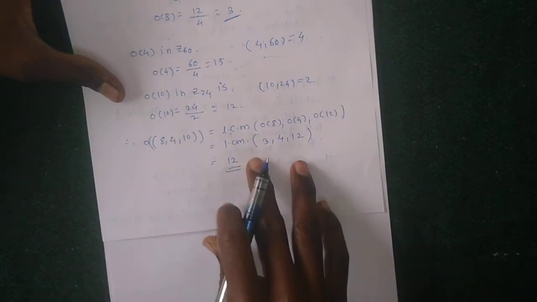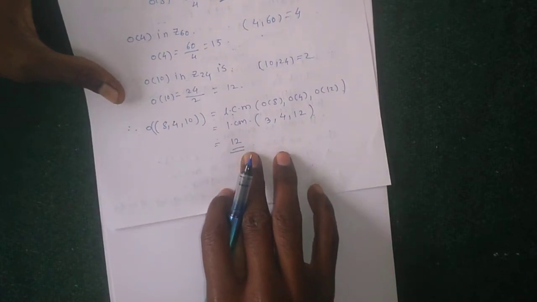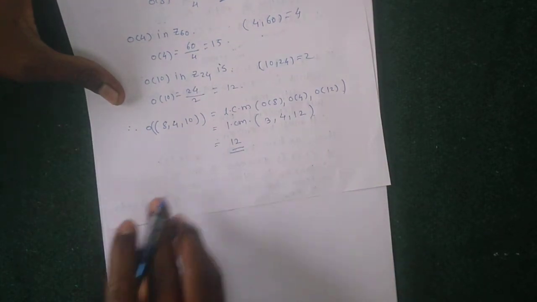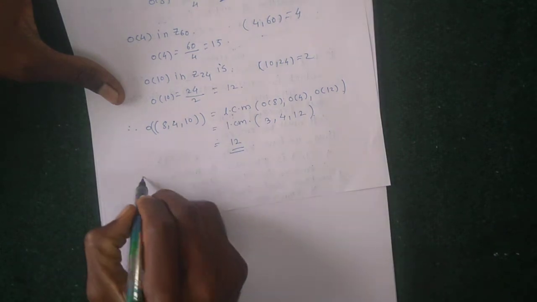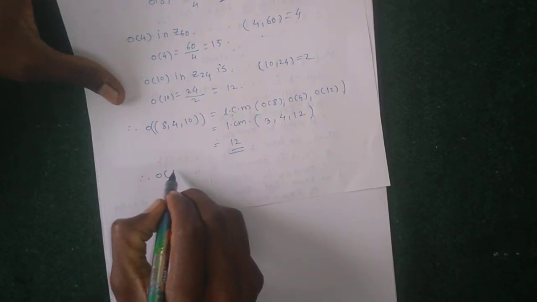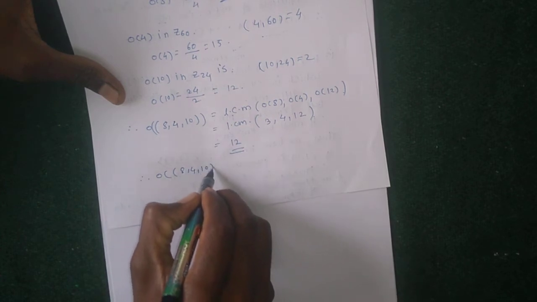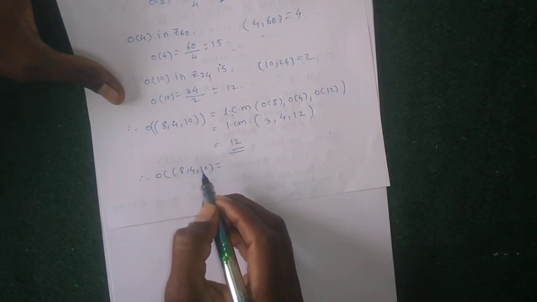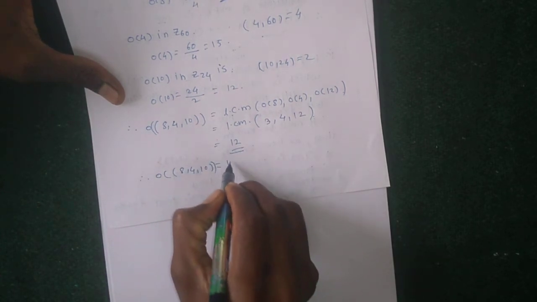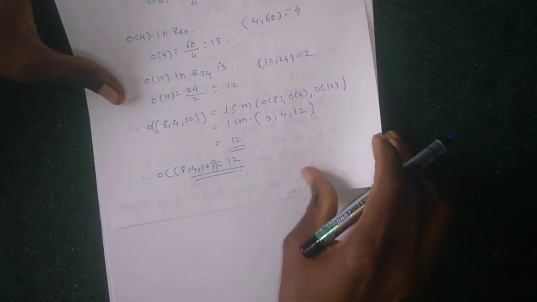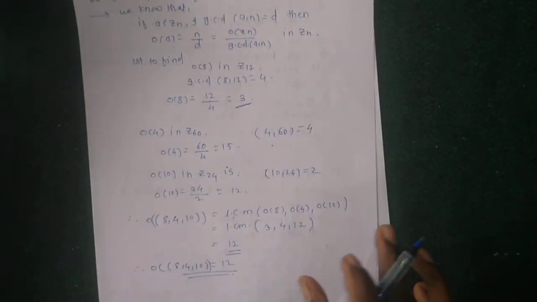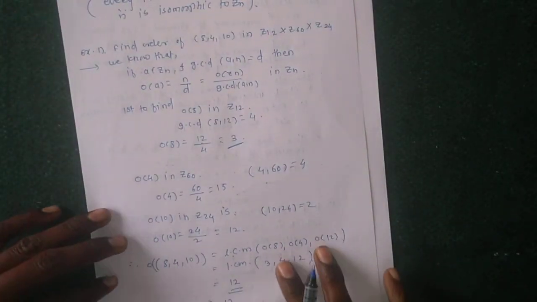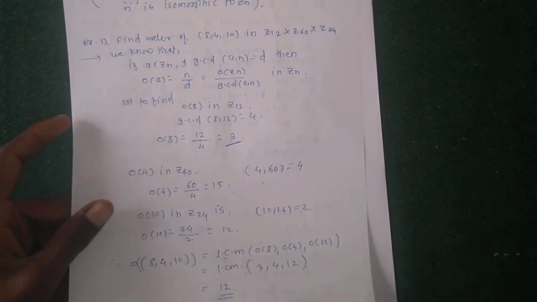Therefore the order of (8, 4, 10) is equal to 60. So this is one example of how to find the order of a given element in a direct product.